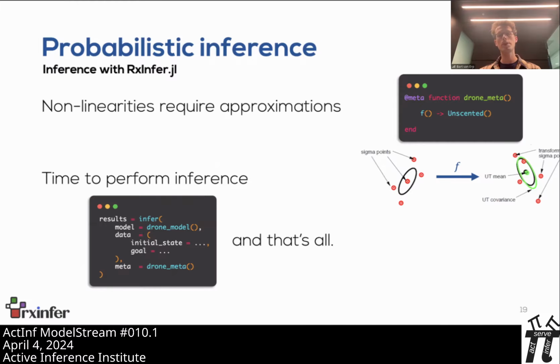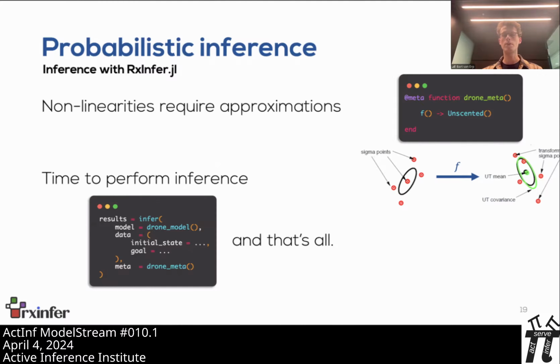So this unscented transform allows us to make approximations through this nonlinearity. With that in place, we can actually perform inference. The code block on the left bottom is all you need in order to get the drone running.